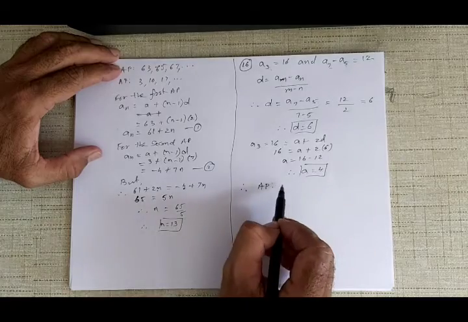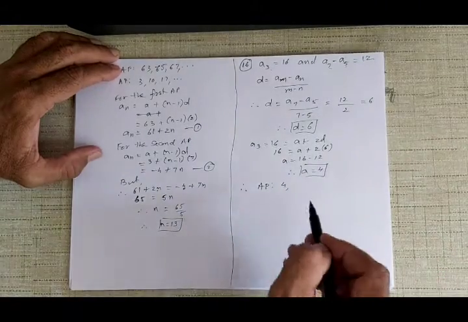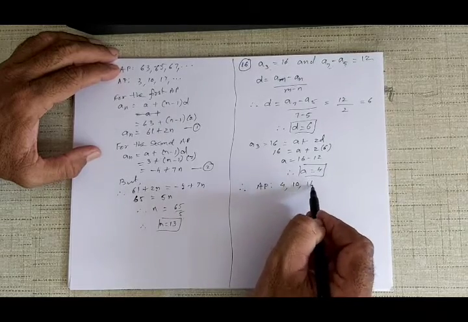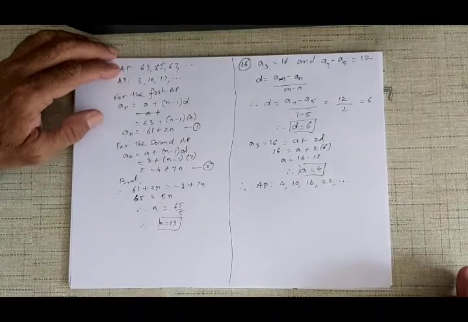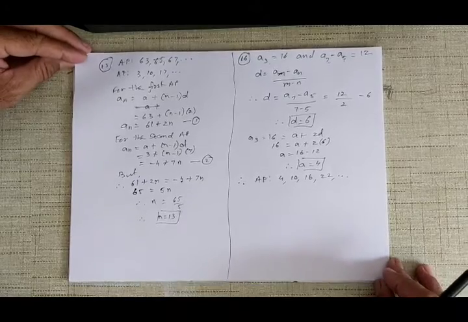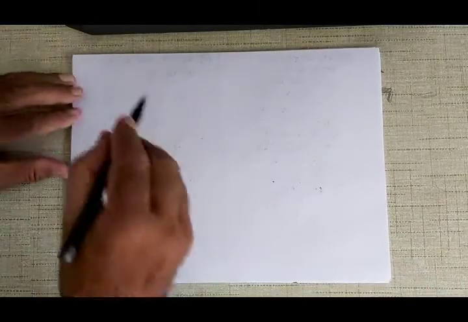AP क्या होगा? फर्स्ट टर्म क्या है? 4. ओके, अब डिफरेंस कितना है? 6. 6 का डिफरेंस है, इसलिए 6 को ऐड करो. 4 plus 6 is 10, plus 6 is 16, plus 6 is 22. 3-4 टर्म लिखो, ये AP आ गई. So you can see it's very easy to understand. There is no problem whatsoever out here. Okay, that was number 16. Let us do number 17 now.